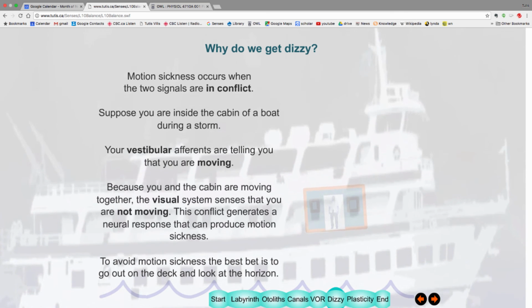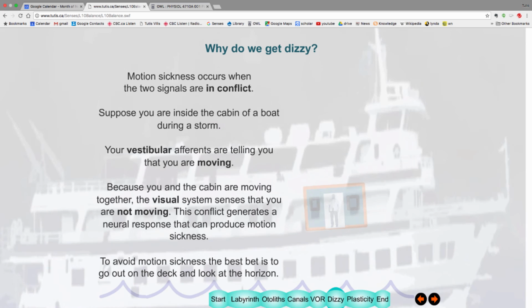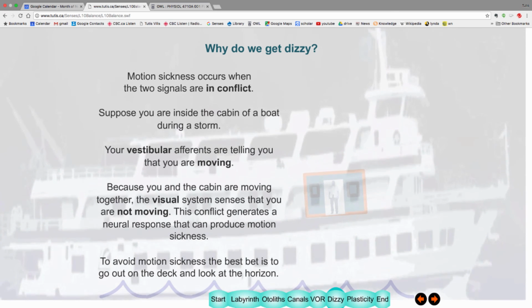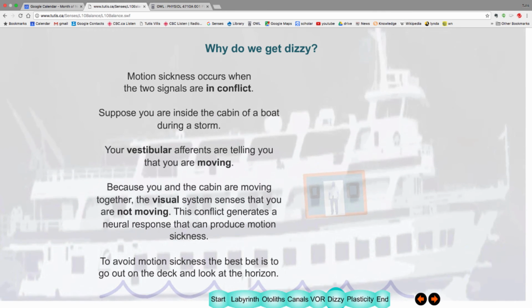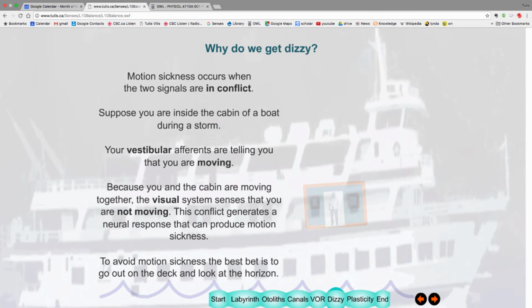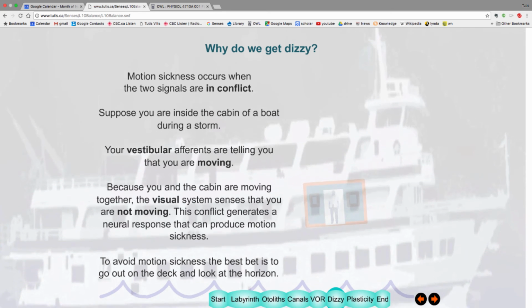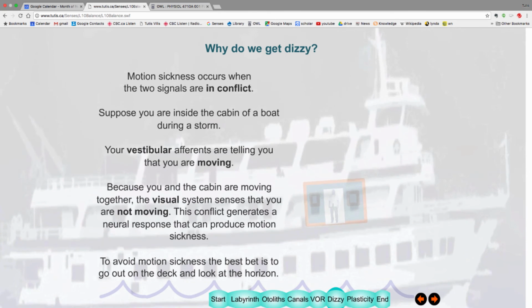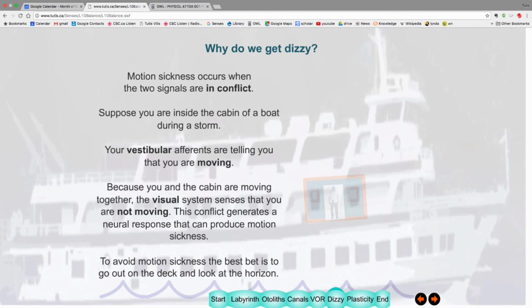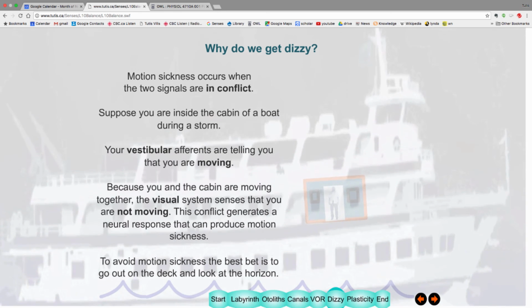So when those two signals are acting in opposites, it's a conflict between those two signals that gives you the sense of motion sickness. Now, the best cure for that when you're on a boat is to go outside and look at the horizon, because that's going to be moving the same way that you're moving, and both the visual system and the vestibular system will be congruent.